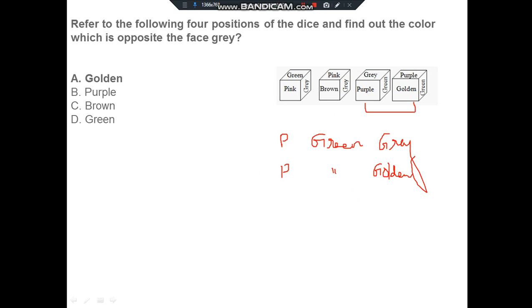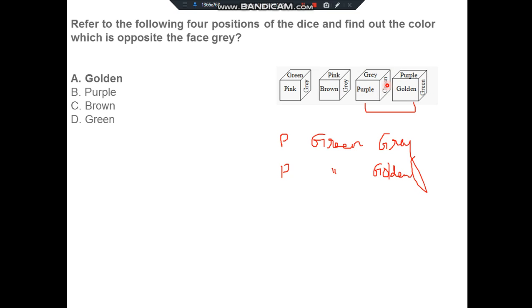See here also there is no number, so use the general dice concept. What is the opposite to gray? If you check, the first 3 have gray. So we'll go with the one which doesn't have gray. So I am selecting the third and fourth dice. If you see there, purple and green are common in both. So gray is opposite to golden. Okay, golden is the answer.